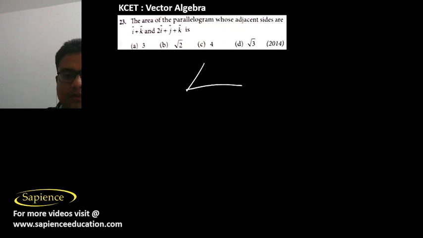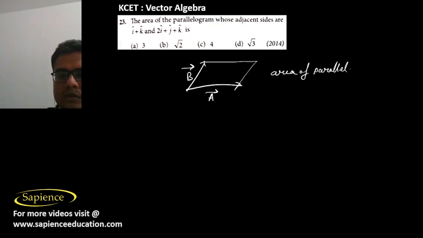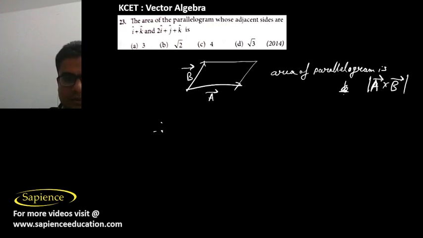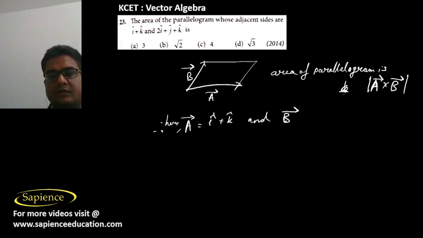We know that suppose we have a parallelogram, the adjacent sides are A vector and B vector, and the area of the parallelogram is given as the magnitude of A cross B. Therefore, here suppose A vector is I cap plus J cap, and the B vector is 2 I cap plus J cap plus K cap.